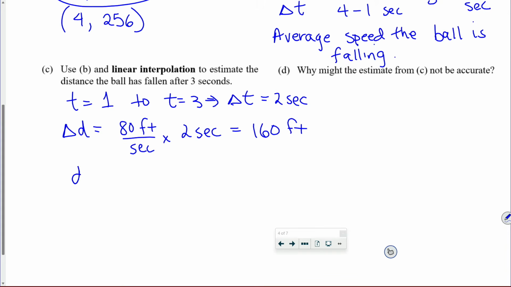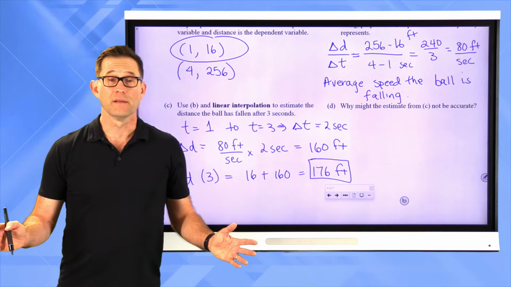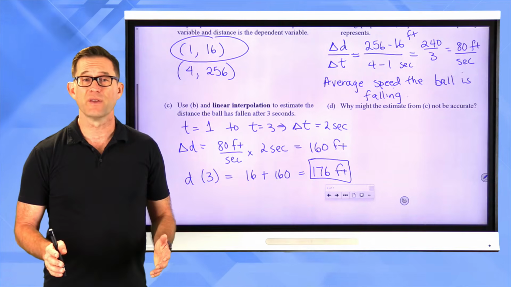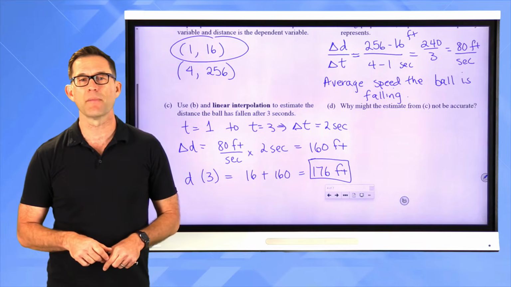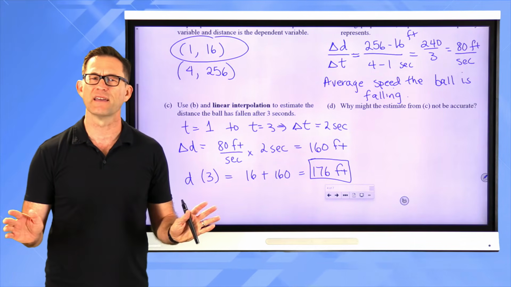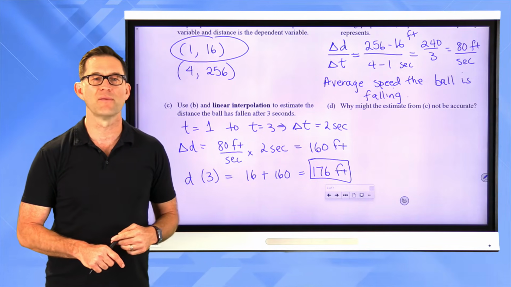So I can now say the distance that it's fallen after 3 seconds, at least using linear interpolation, is 16 feet, plus that change of 160 feet, and that's 176 feet. Okay? That's it. Linear interpolation, 176 feet. But I'm sure there are probably some physics students and physics teachers watching this right now going, hey, wait a second. The distance that it fell after 3 seconds wouldn't necessarily be 176 feet.